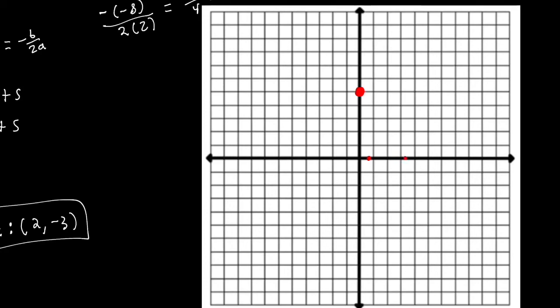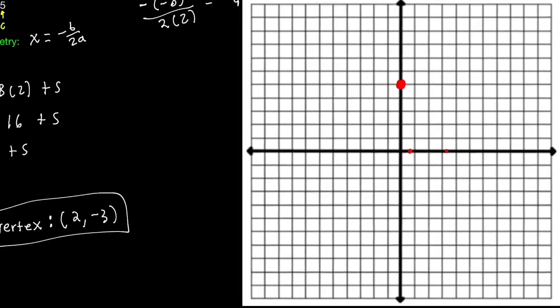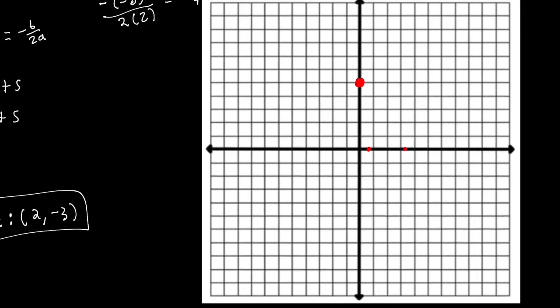Okay, next I'm going to want to graph the vertex. So the vertex is 2, -3. So I'm going to go to 2. So 1, 2, and then go down 1, 2, 3. I'm going to plot that point.